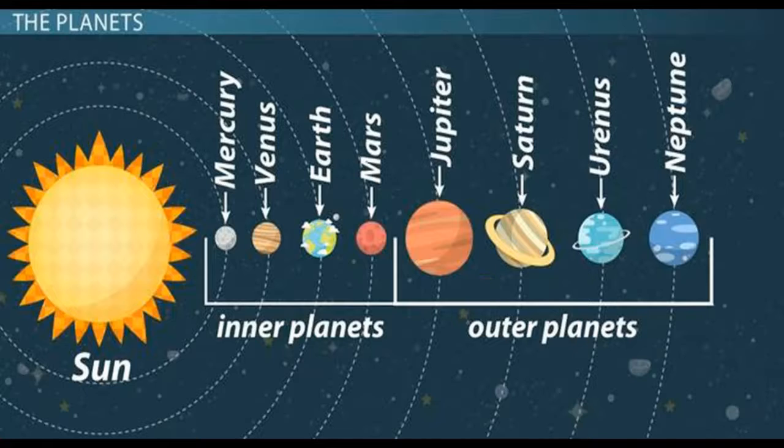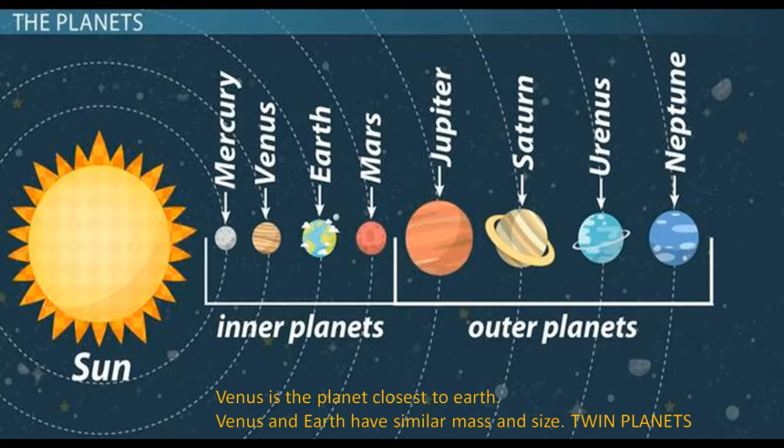Earth is the biggest of the first four inner planets. If we talk about Venus and Earth, Venus is the closest planet to Earth, and Venus and Earth have similar mass and size, so they are known as twin planets.